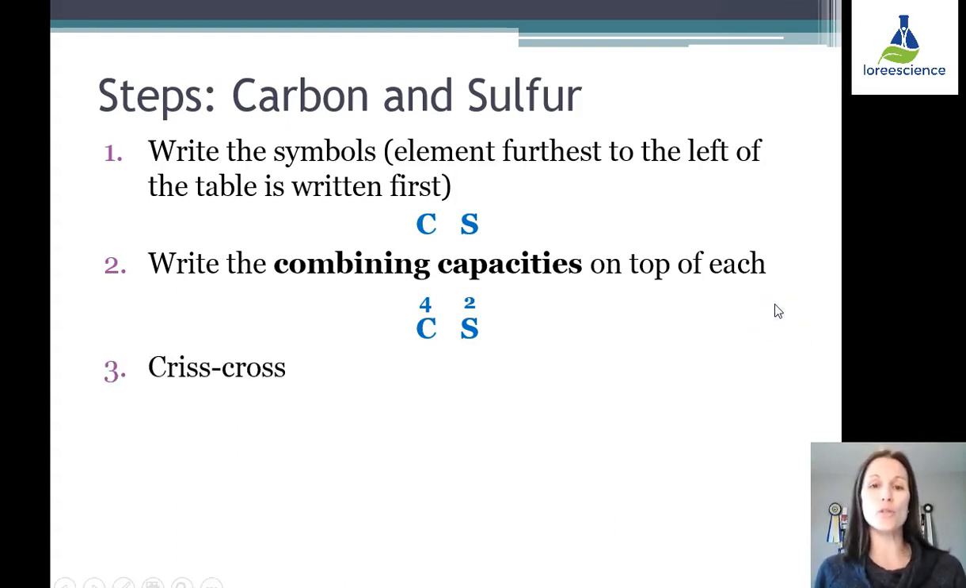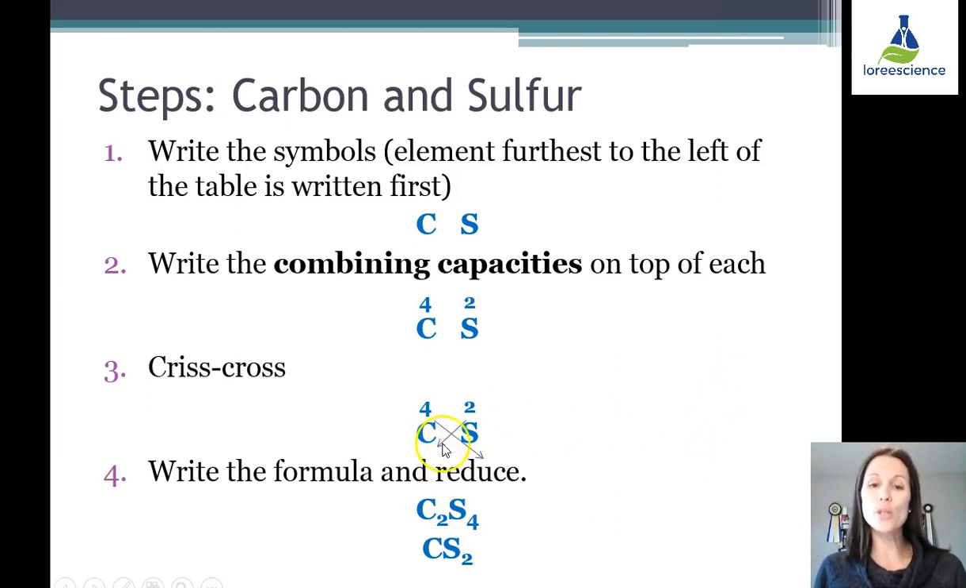You follow the crisscross rule. So you take those combining capacities and you crisscross them. You then reduce. So the 4 goes to the bottom of the S, the 2 goes to the bottom of the C. Notice that they both can be factored by 2, so it becomes CS2.